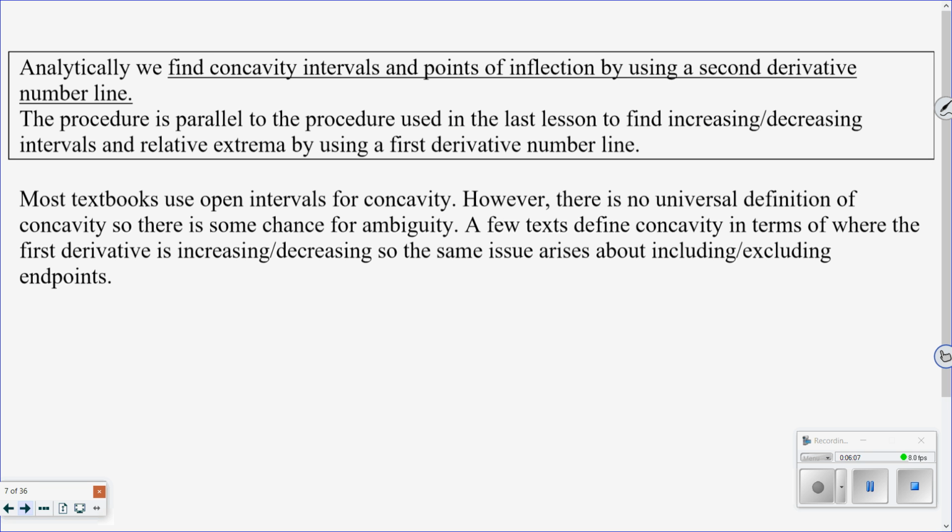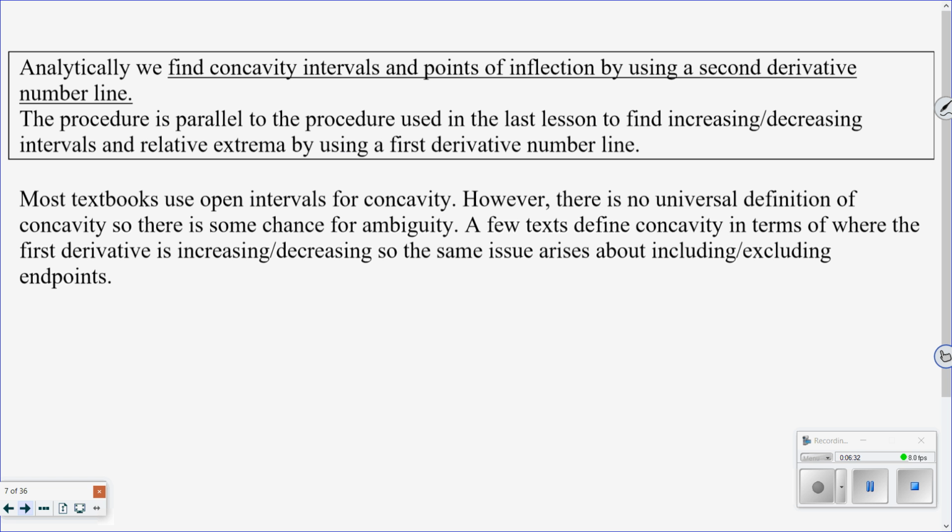All right, so analytically, when we go to find the concavity of intervals, we can do that by looking at the second derivative. The second derivative is the slope of the slope. It's the rate of change of the slope. And so we can look at if the second derivative is positive or negative. If it's positive, that means the slope is increasing and the graph is concave up. If it's negative, the slope is decreasing, which means it's concave down.